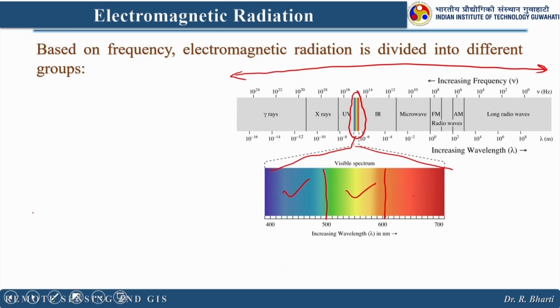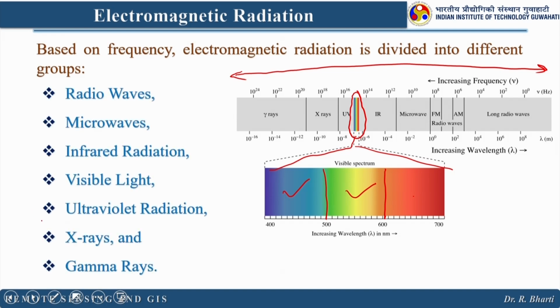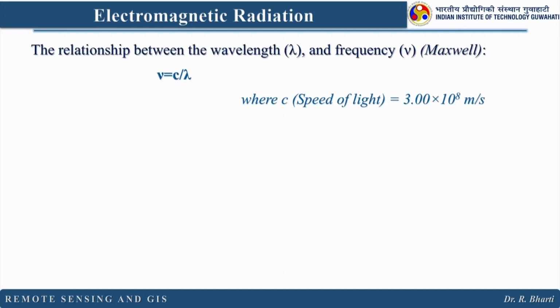Based on frequency, electromagnetic radiation is divided into different groups, like radio waves, microwave, infrared, visible, ultraviolet, then X-rays and gamma rays. The relationship between wavelength and frequency is very fundamental, but you have to understand it thoroughly. Here you can see nu is equal to c by lambda, where c is the speed of light, and it is very clear that nu is inversely proportional to lambda. Lambda is our wavelength and nu is our frequency.